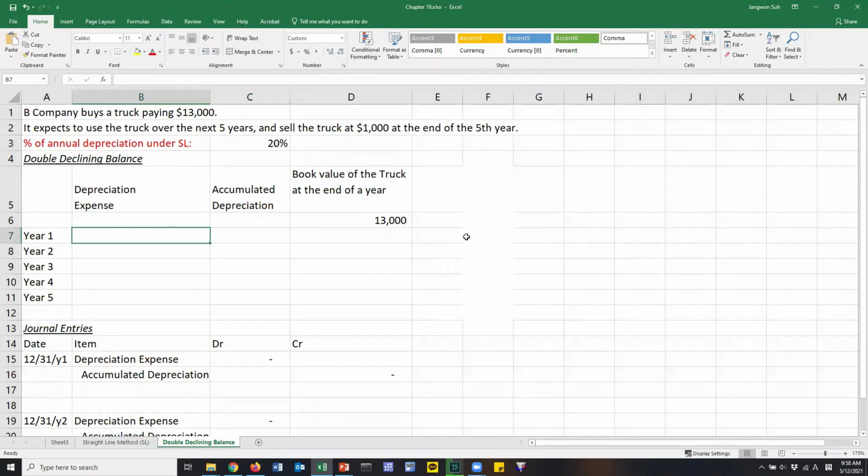Under the double declining balance method, we double the percentage on the SL straight line method. We double the percentage on the straight line method to calculate the double declining balance method, which makes sense, right? That percentage, double of 20%, which is 40%, is applied to the ending book value, which is the same as the beginning book value of this year, right?